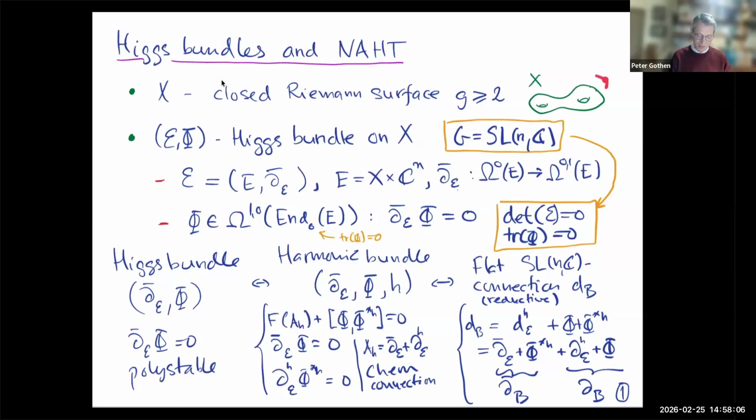So I'm going to start with a closed Riemann surface of genus greater than or equal to 2, just so that we do have some stable Higgs bundles on it. And we already saw in Edgar's talk essentially what is a Higgs bundle. So it's a pair which consists of two things, a holomorphic bundle E on our Riemann surface. Since I'm concerned with just SL(n, C) Higgs bundles, the underlying C infinity bundle can be taken to be the trivial bundle.